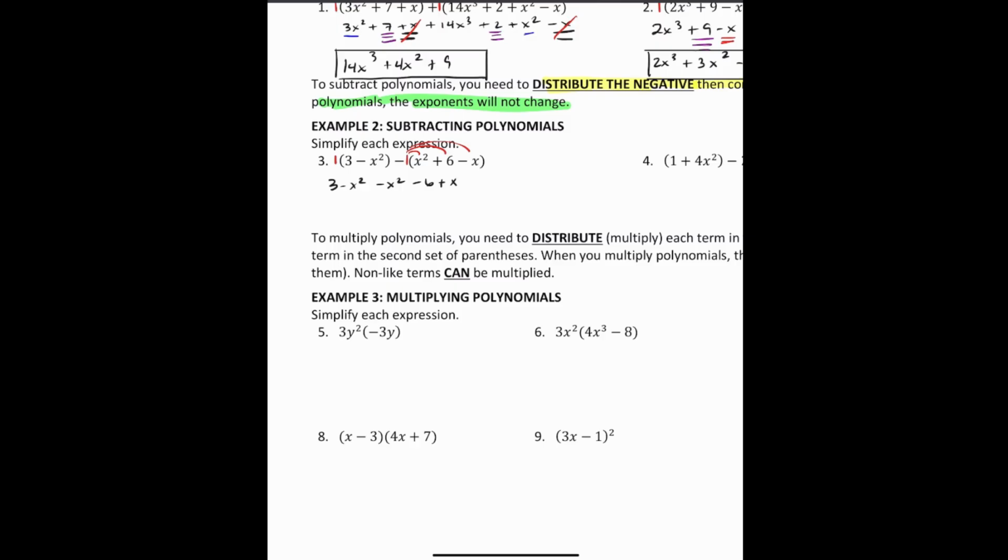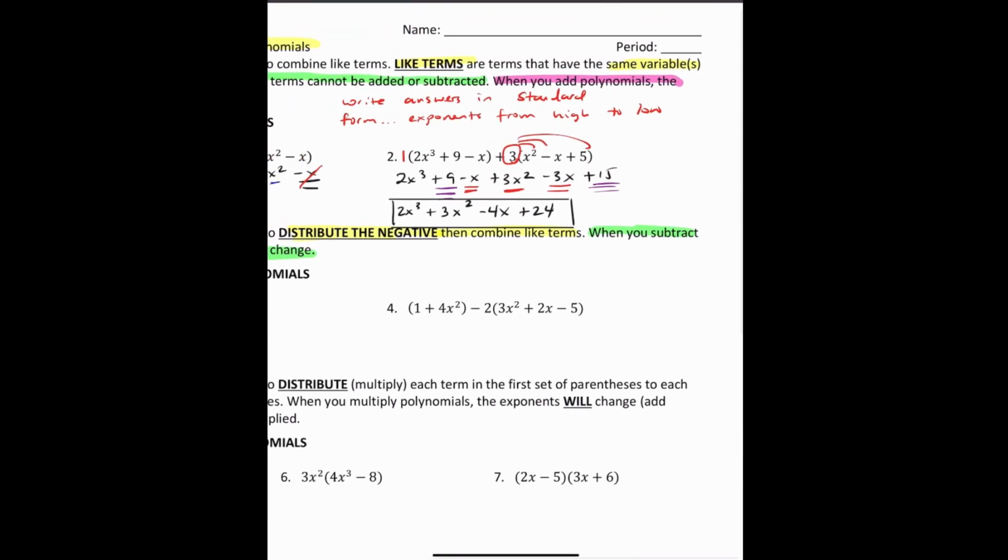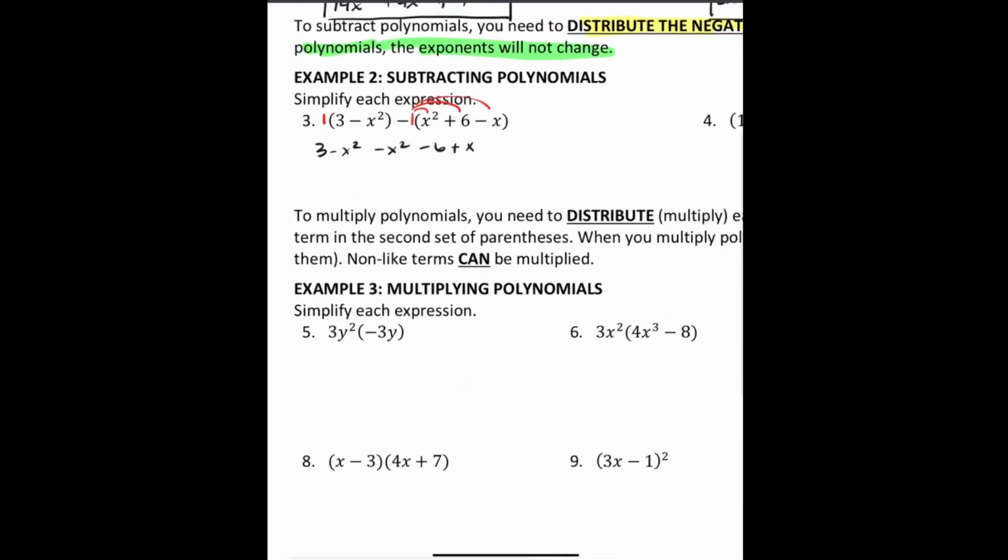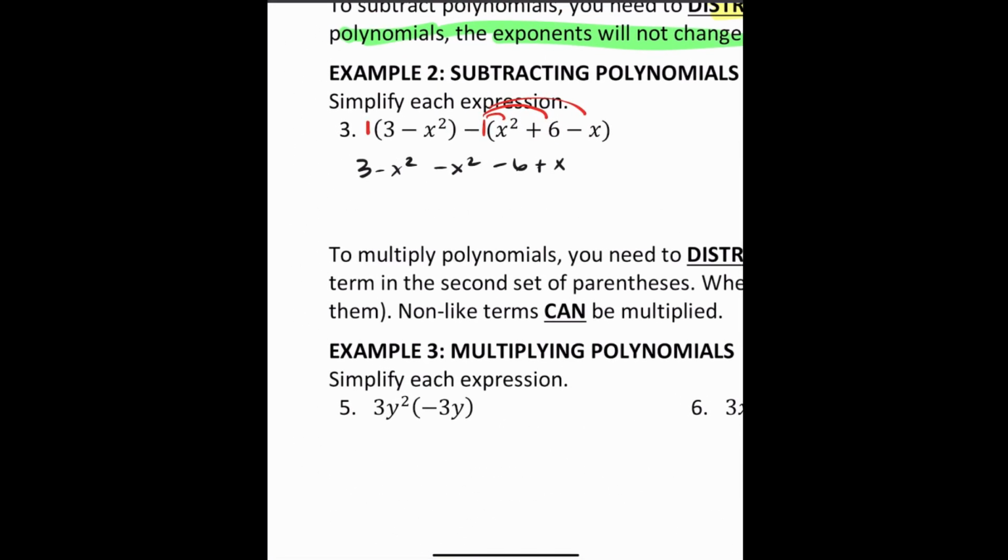Okay, so remember, we still have to follow this rule. We need to write our answers in standard form. So the highest exponent is 2. We have negative x to the second power minus x squared. So negative x squared minus x squared. You can assume that there's a 1 here and a 1 there. So we have negative 1x squared minus 1x squared. That's negative 2x squared. And then we're going to go ahead and find the next highest exponent, which is 1.